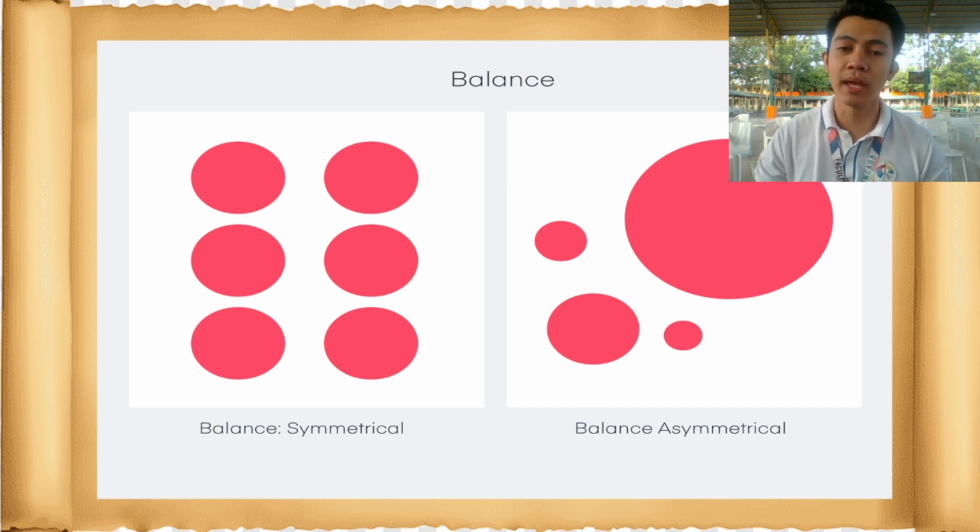When we say asymmetrical, it can be described as having unequal, alright? Unequal weight on both sides.